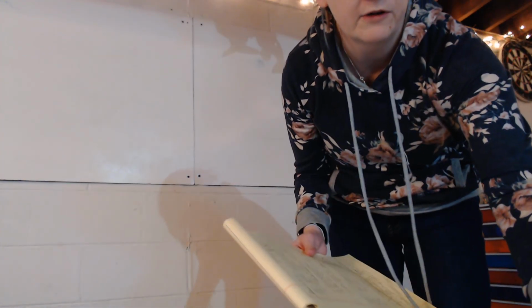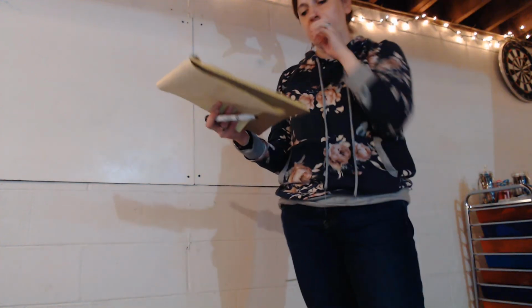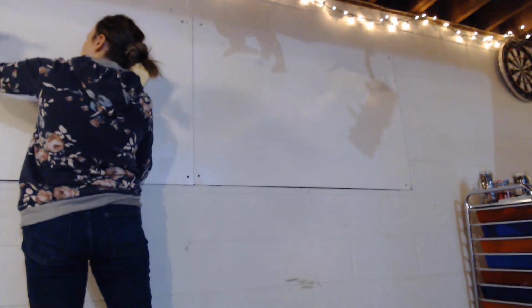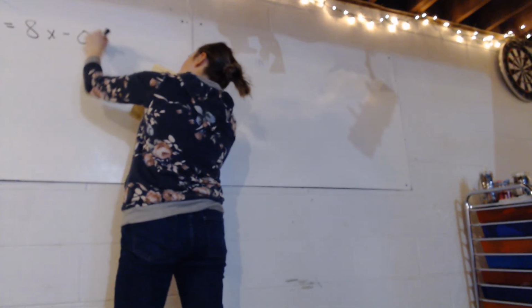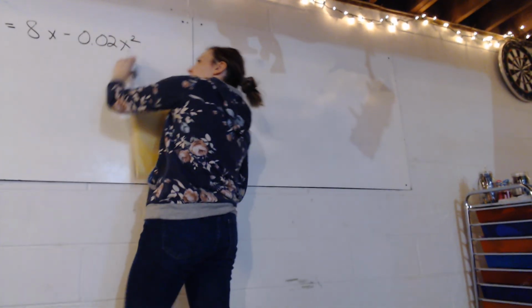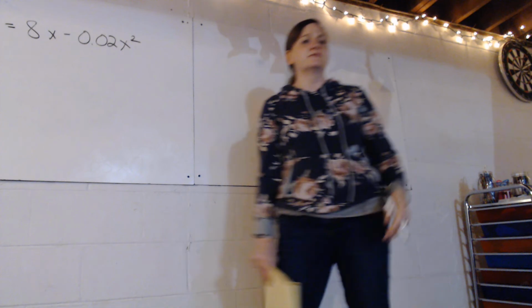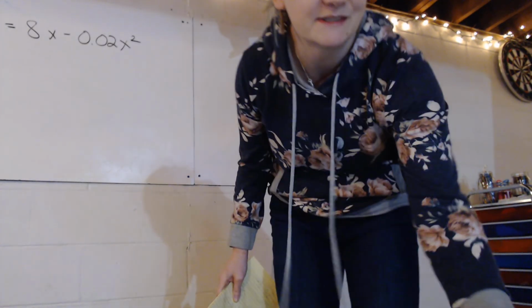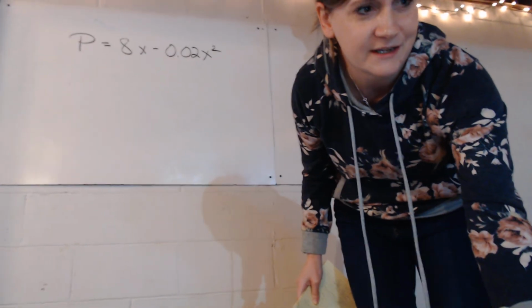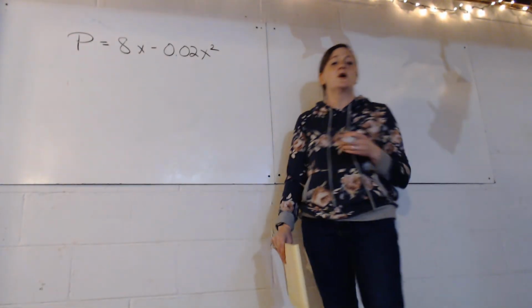Okay, so this one was about an oil company, and it says that the oil company or oil refinery has a function for their daily profit. And the function is given like this. P, where P is their profit, is equal to 8x minus 0.02x squared, where x is the number of barrels of oil that they're refining. And then obviously they would go on to sell. Oh, I see that you can't see my function. Sorry, there it is.